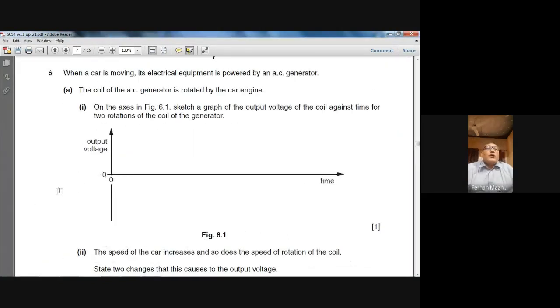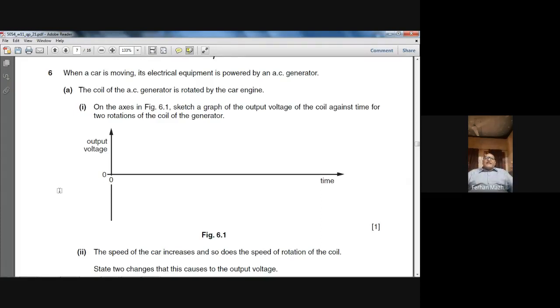It says, when a car is moving, its electrical equipment is powered by an AC generator. The coil of the AC generator is rotated by the car engine. On the axis in figure 6.1, sketch a graph of the output voltage of the coil against time for 2 rotations of the coil of the generator. So you have to draw 2 waves at least.